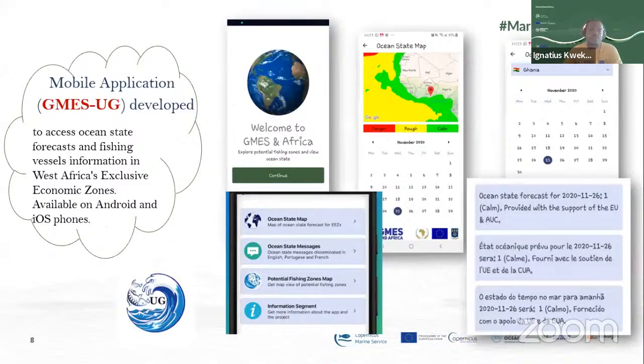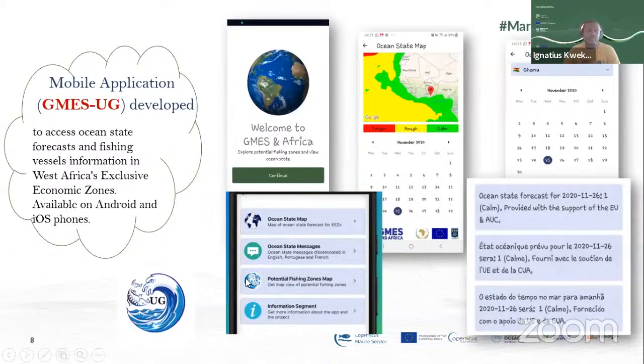It is also available on a mobile application that has been developed for both Android and iOS phones. Just search the key term GMESUG, and then you should be able to see this logo, which indicates that you're downloading the right app. This app not only gives you information on the ocean states, it gives you information on the ocean states as a map, as you see over here, as a text service where you can actually click on the drop-down menu over here to reveal the country that you want to obtain the message from. And it gives you this forecast in the 3 official languages, in English, in French, and in Portuguese.